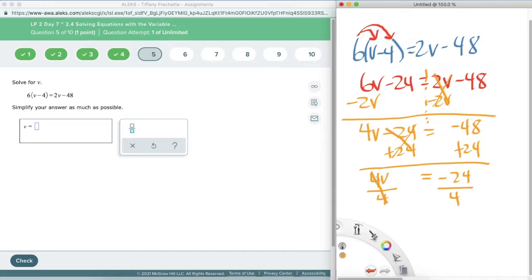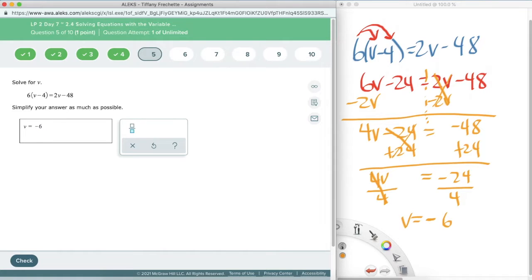v equals, so we have negative divided by positive, so I know it's going to be negative. 24 divided by 4 is 6. So let's see if I can type in negative 6 correctly this time. Forgot to grab the negative there last time. All right.